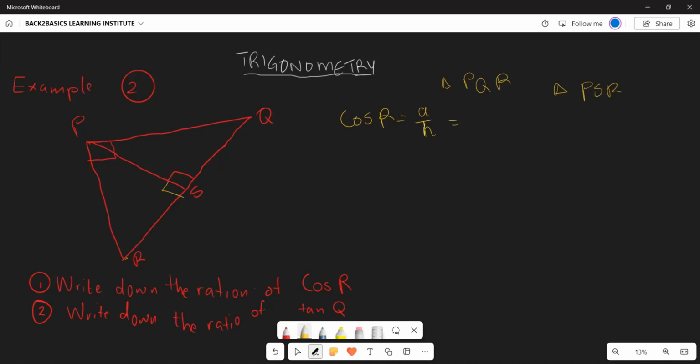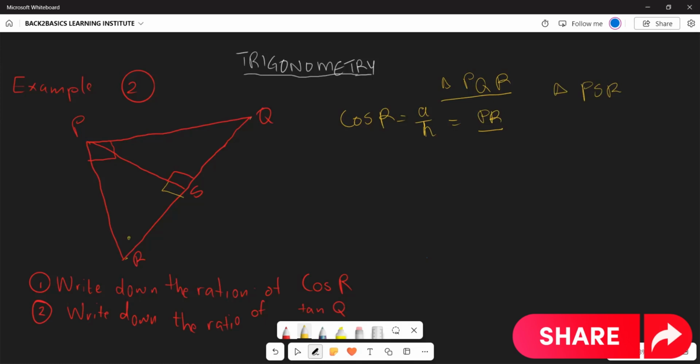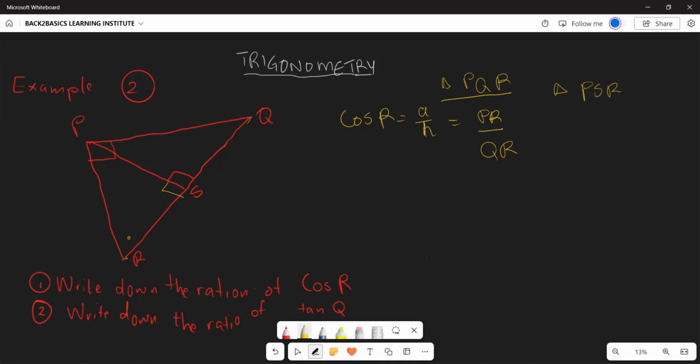So if we start with triangle PQR, which is this bigger triangle, what is it that we can find there? One thing we can definitely find is that the adjacent side for this bigger triangle is going to be your PR, and your hypotenuse is going to be your side QR. So that is the ratio for triangle PQR.